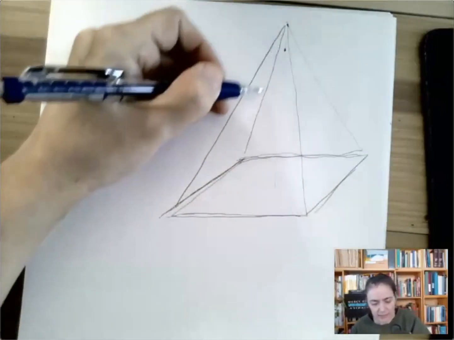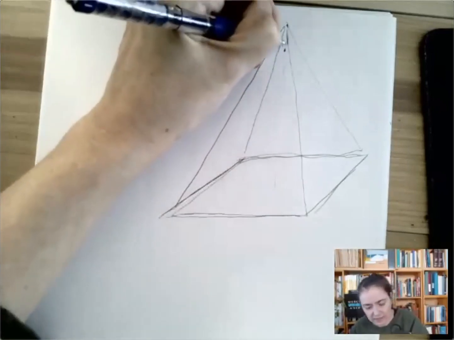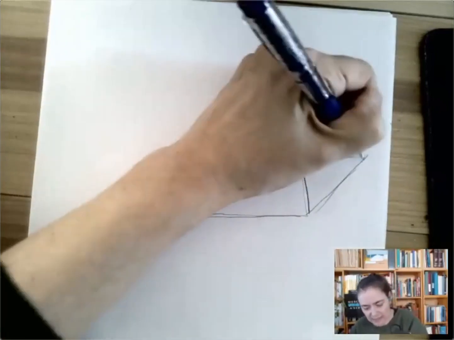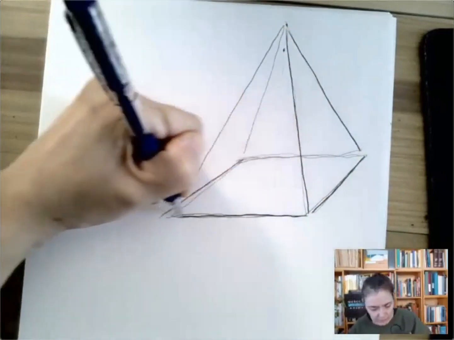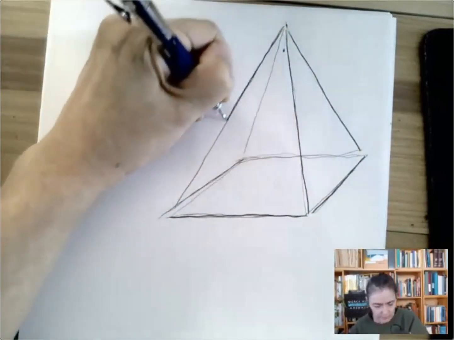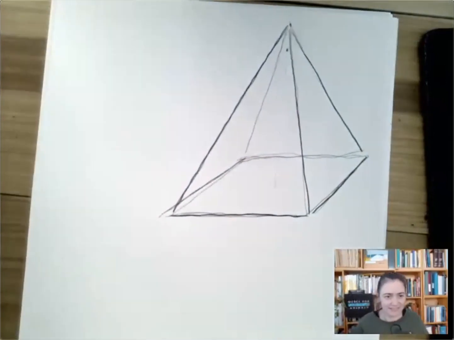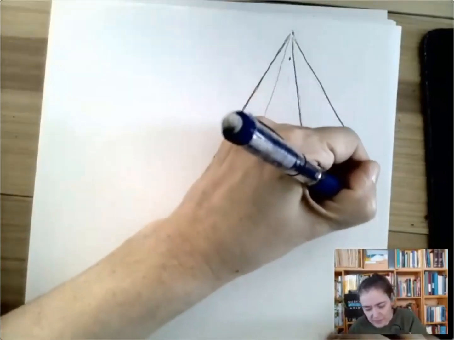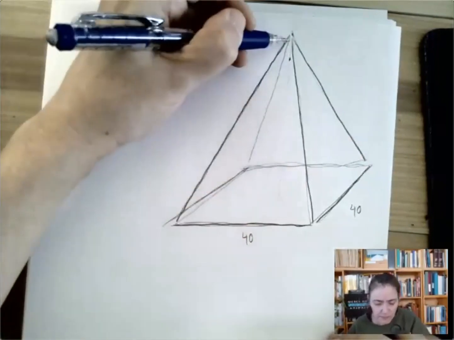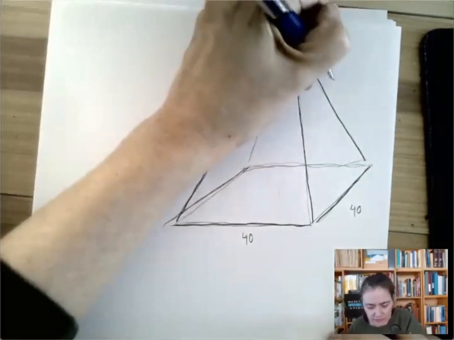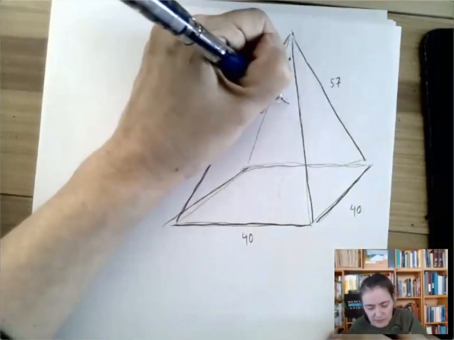And then one thing you can do to make the picture better is to darken the sides that should be visible. Like this one shouldn't be visible, right? Unless this pyramid is made of glass. And if you do that, it will kind of pop out. Practice this. The base is a square with sides 40, and this point is above the center, and all of these other edges are 57 inches long.